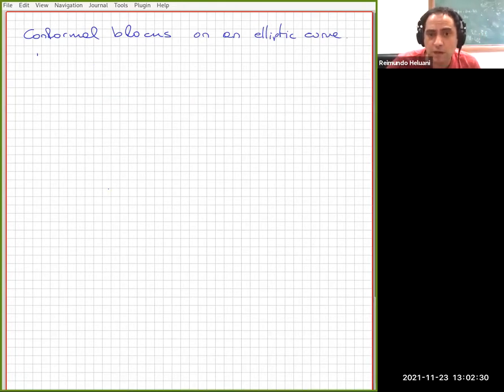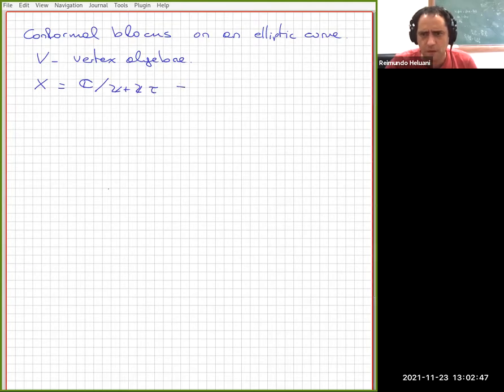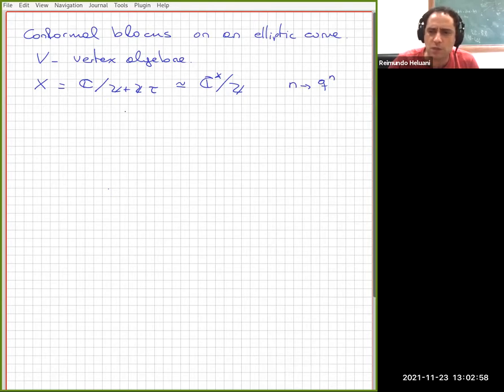So you start with V, which is your vertex algebra. Let me define X to be an elliptic curve. This is just C divided by Z plus Z tau, or we can also see this as C star divided by Z. Here, the action of Z is that n goes by multiplication by q to the n, and the isomorphism between these two uses an exponential change of coordinates. Q is e to the 2 pi i tau, where tau is in the upper half plane.